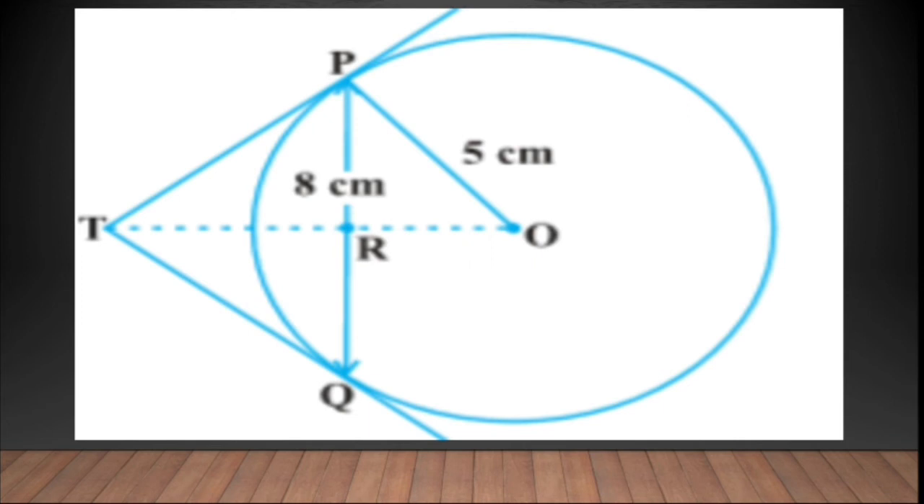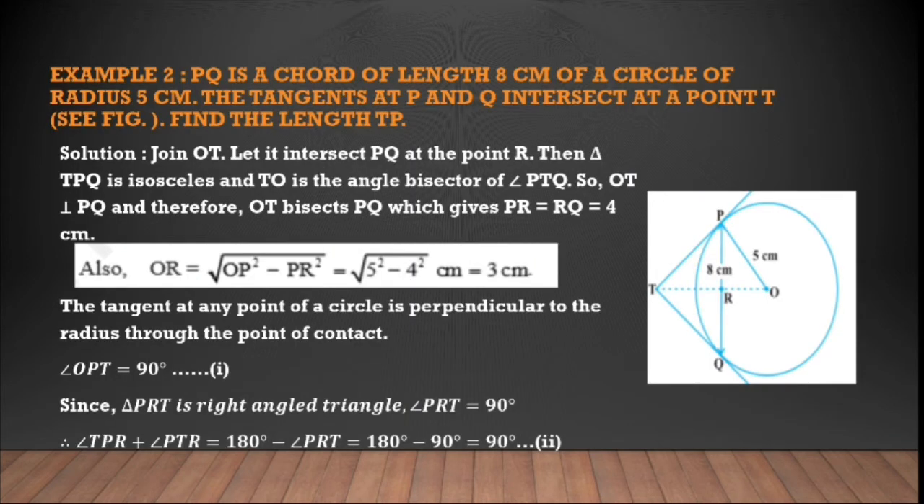Now look at here, this is given in the previous slide. TPQ is an isosceles triangle. This OT is the bisector of angle PTQ. So OT is perpendicular to PQ, which I have explained. Therefore OT bisects PQ and PR is equal to RQ is equal to 4 cm.